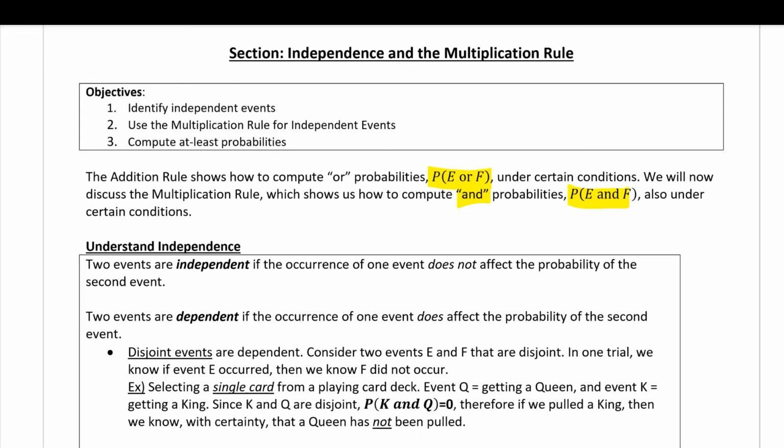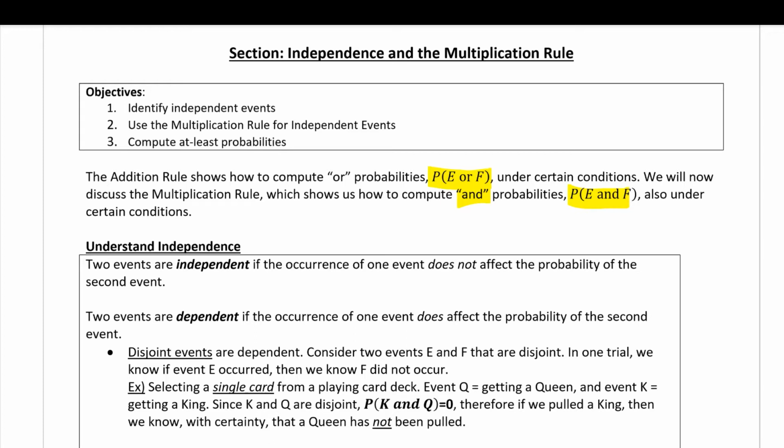All right, so let's discuss independence. We see that two events are independent if the occurrence of one event does not affect the probability of the second event. And we would say that two events are dependent if the occurrence of one event does affect the probability of the second event.